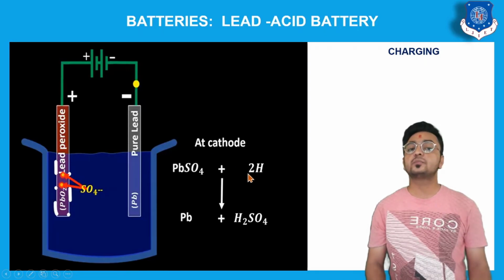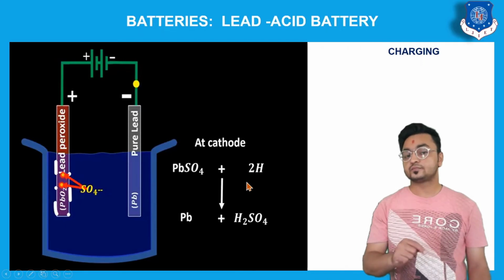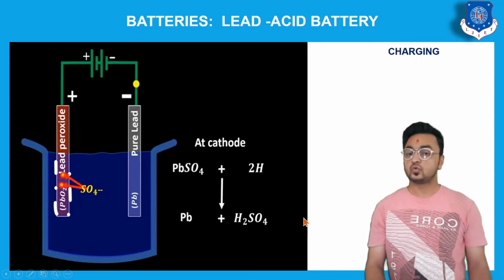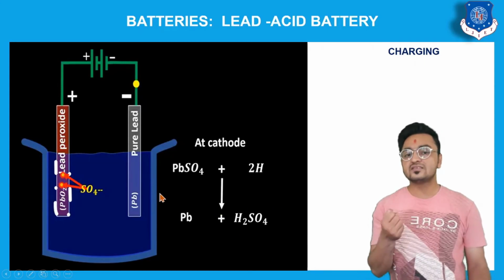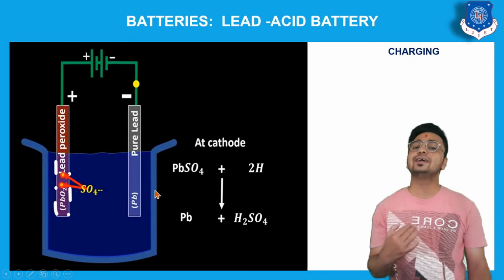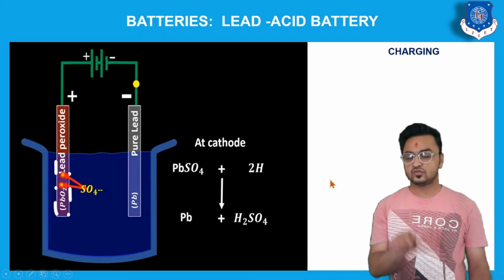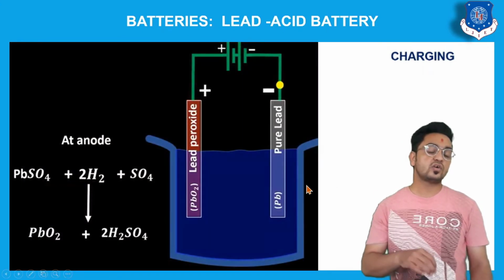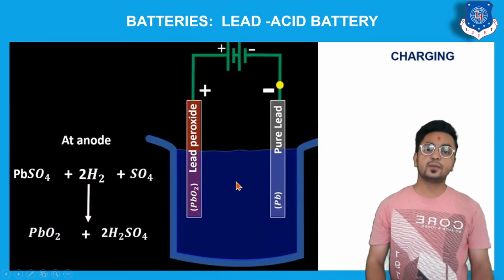it reacts with this PbSO4, it will again create Pb over here, and it will release H2SO4 again. So once H2SO4 is released, it will increase the level of H2SO4 again. So this is the process on the cathode. Now if we observe the process on the anode terminal, what will happen?